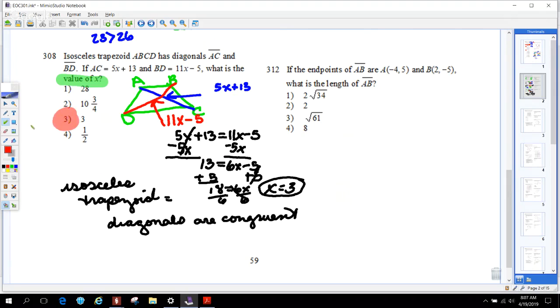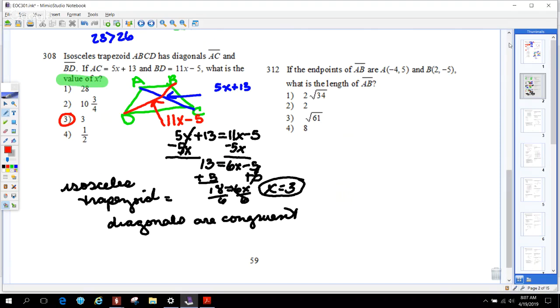Ooh, holy moly. That was very large. I still hit it on the highlighter tool. So the answer is 3. If it had said, what's the length of the diagonal, then you would take the 3 and substitute it in to get the value. Okay.